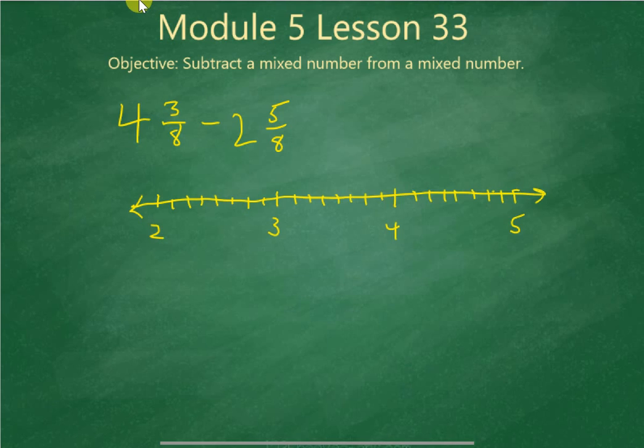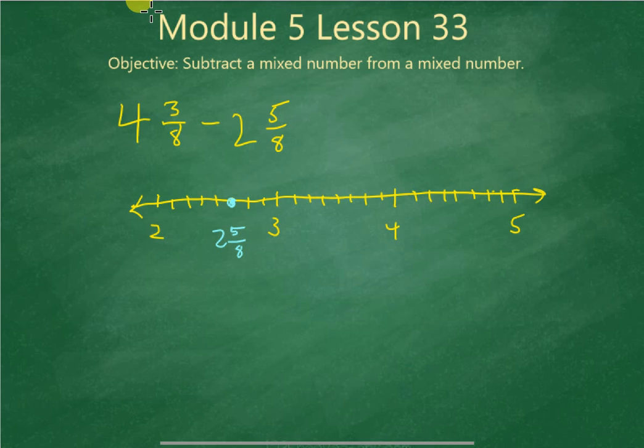Now, basically, we know that subtraction is just the reciprocal operation of addition. So what if we started, just hang with me here for a minute. Let's say we start at 2 and 5/8, and then work our way up to 4 and 3/8, because it's the same thing. So we could do that. We could start at 2 and 5/8, and then we could work our way up.